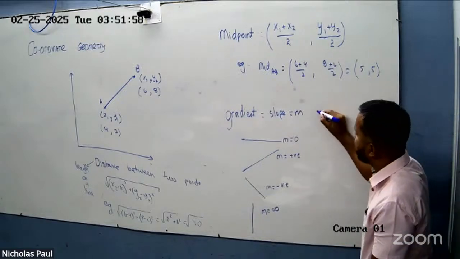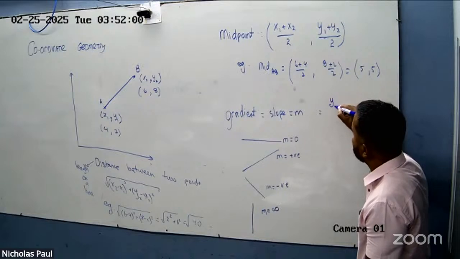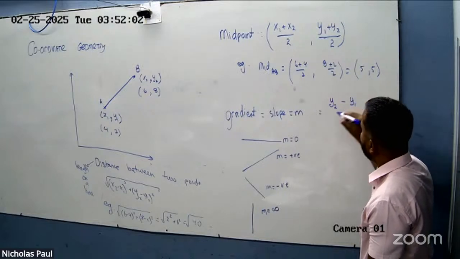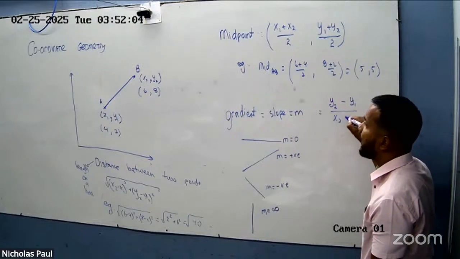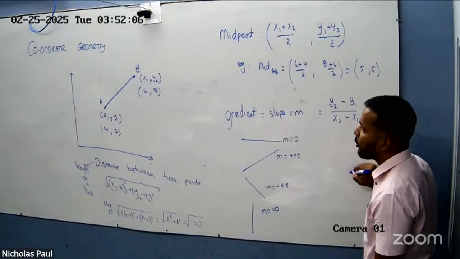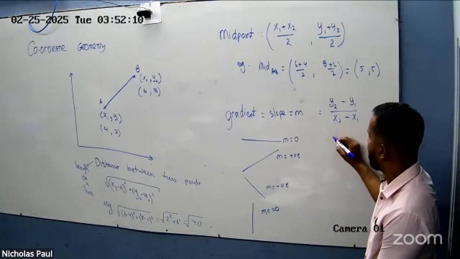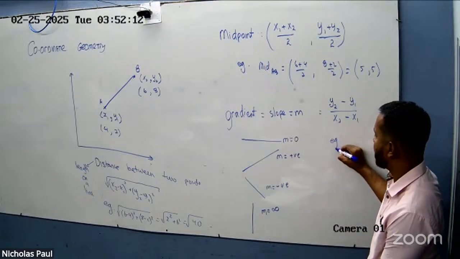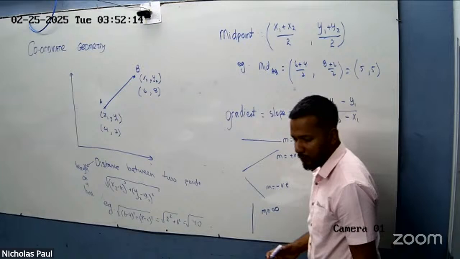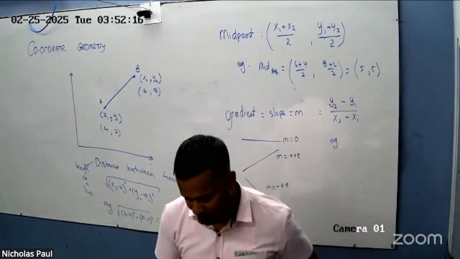And as you all said, gradient is y2 minus y1 over x2 minus x1. Quick question, what kind of slope is that? Positive slope. So work it out one time. Let's do it and see what you got.